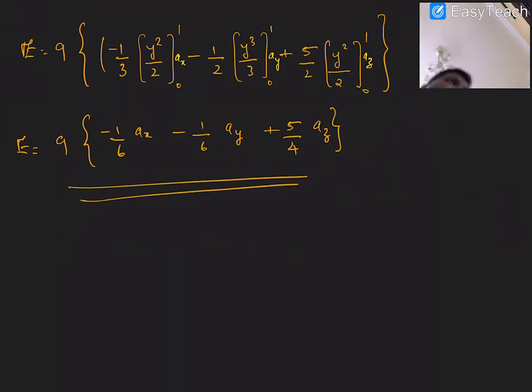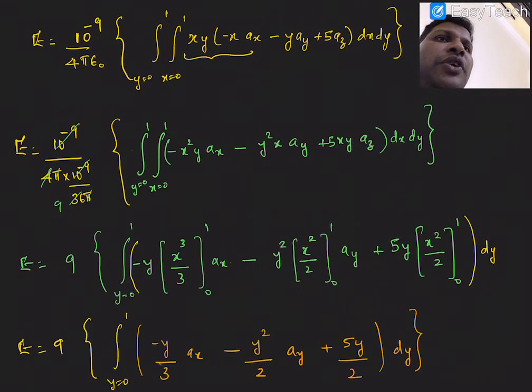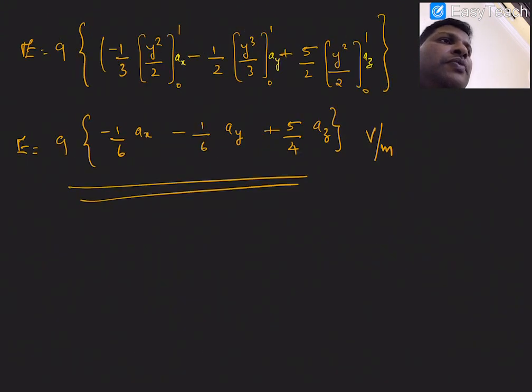This electric field has the unit volt per meter. It is volt per meter, not nanovolt per meter, because we have already substituted for the charge density, which is in nanocoulomb per meter square. So we have already considered that nano part here, 10 power minus 9.